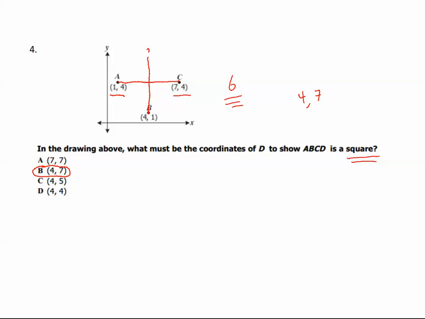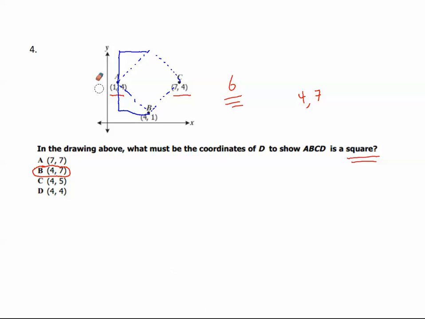Another way you could have done this, I'm going to do this in blue, instead of dealing with diagonals, since all the sides are congruent, they're going to take the same kind of patterns to go from one to the other. Now again, that's not what your square is going to look like. Your square is going to look like this. But you can count the rise and the run, the up and the over, to find out where you're going.